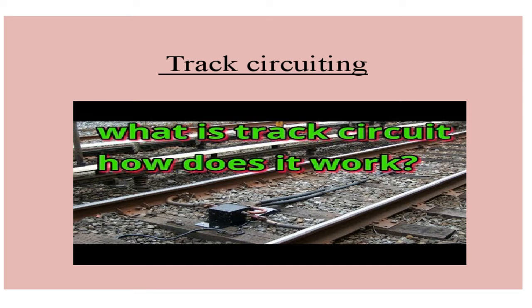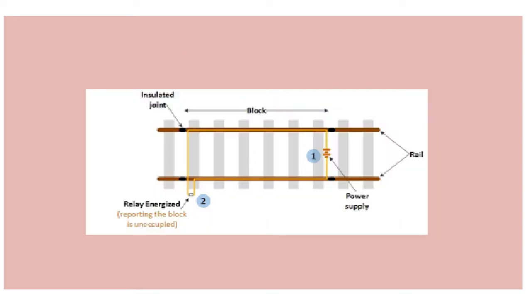First, the track is divided into blocks. This block is separated by an insulator so that there is no connection between the blocks. You can see over here, this is the railway line or rails. Here, this section of a rail is being divided into block. This is a particular portion which is divided into the block.